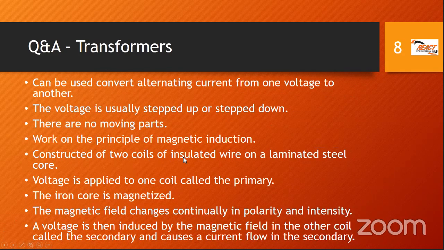It's constructed of 2 coils of insulated wire on a laminated steel core. The transformer, voltage is applied to 1 coil called the primary. The iron core becomes magnetized, which is what we just said. The magnetic field changes continually in polarity and intensity, and then a voltage is then induced by the magnetic field in the other coil called the secondary and causes a current to flow.